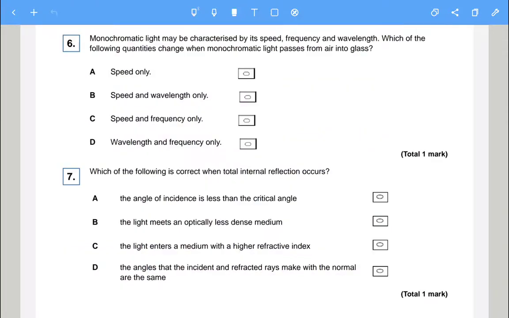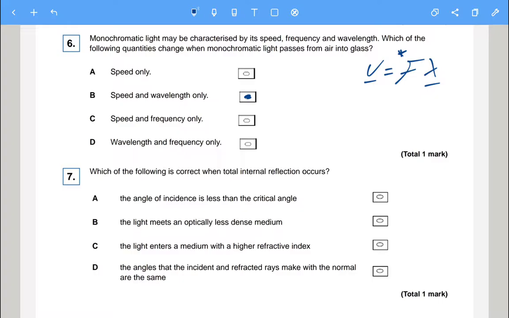So number 6 is pretty straightforward. Monochromatic light may be characterised by its speed, frequency and wavelength. Which of the following quantities change when monochromatic light passes from air to glass? Well, the only thing that doesn't change is the frequency. So the frequency is always constant. For the other two, wave speed is frequency times wavelength. Frequency is always the same. The only things that change are the wave speed and the wavelength. So B.